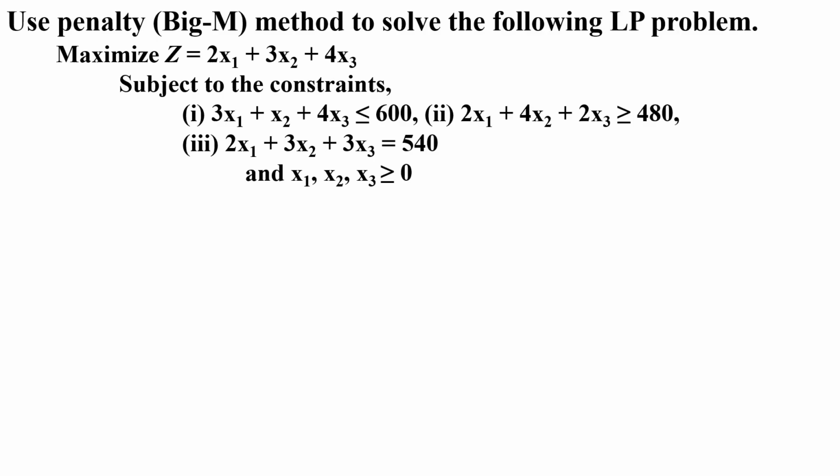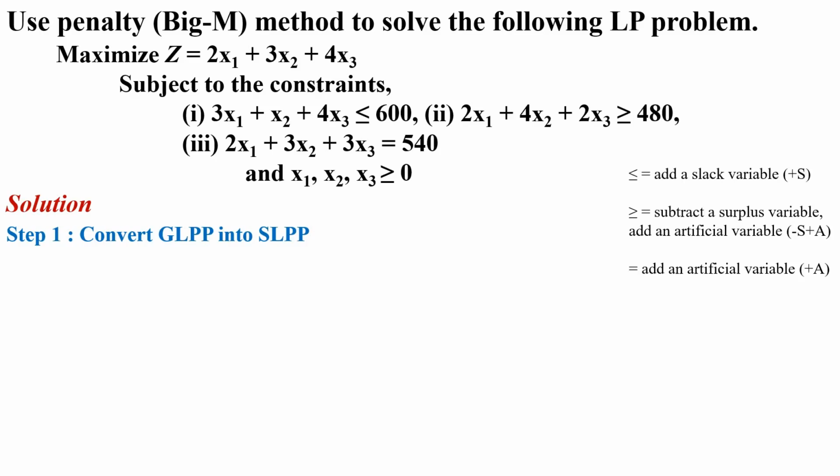Let's see the solution. First step is to convert the general LP problem into the standard LP problem. In the Big M method, if any constraint has the less than or equal to inequality symbol, then add a slack variable. Similarly, if any constraint has the greater than or equal to inequality symbol, then subtract a surplus variable, and also add an artificial variable. And if any constraint has the equal to symbol, add an artificial variable.